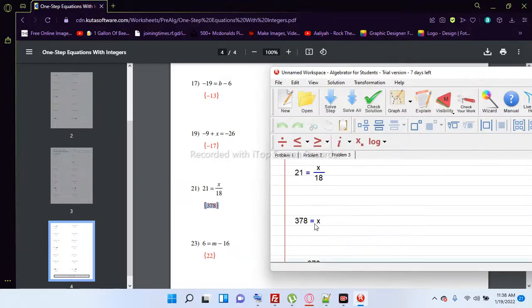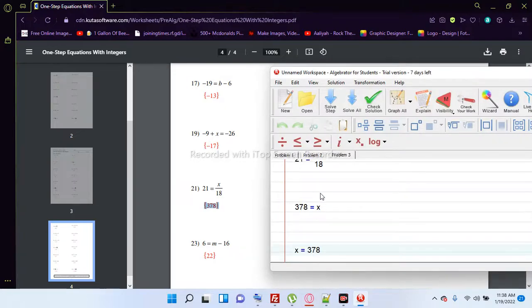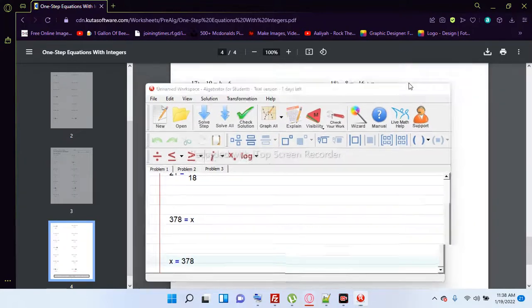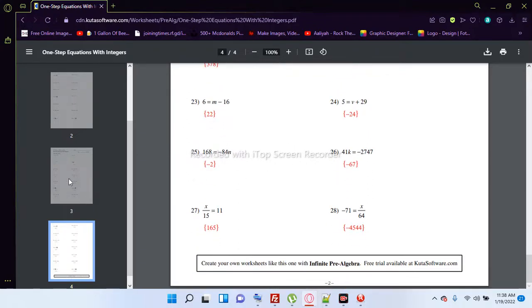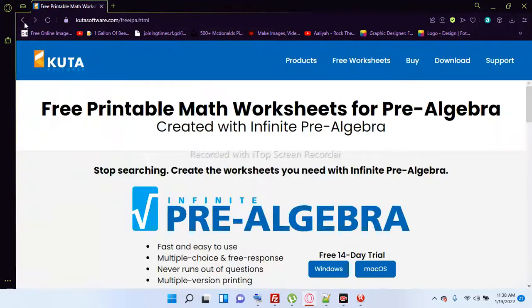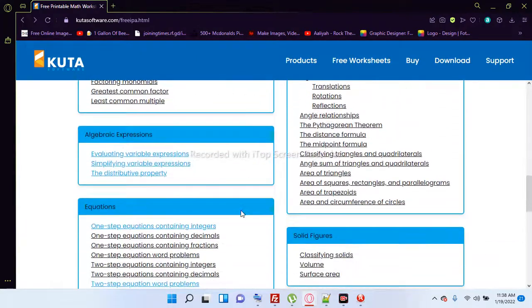It shows you the math. It shows you how everything is broken down. x equals 378. And this is the Algebrator. This is what I'm advertising for you, to show you how to get these answers right here. Now I'm going to go back to the software. Let me see if I can find something else here to show you.